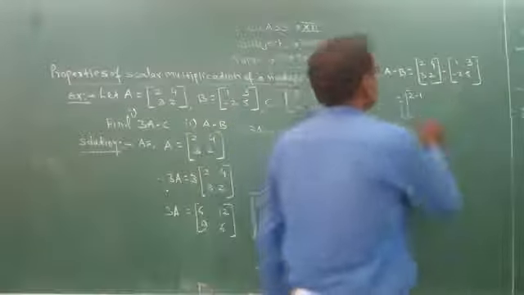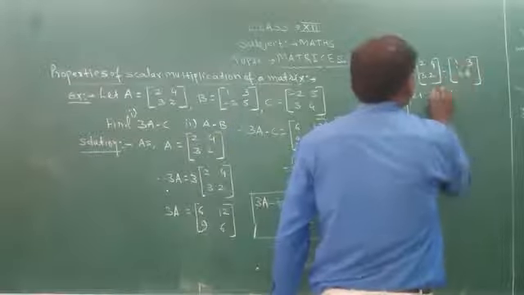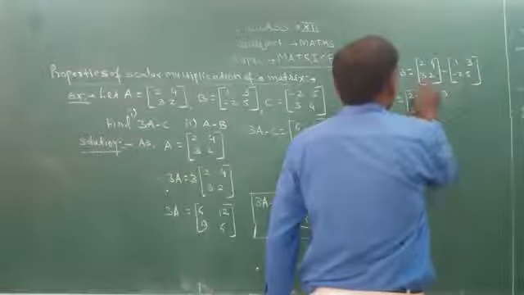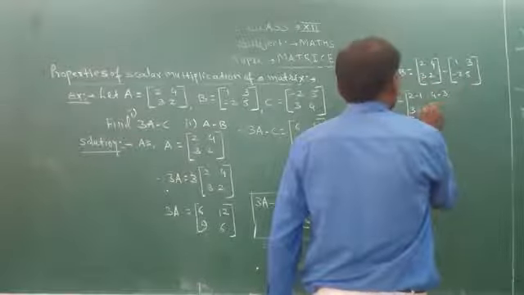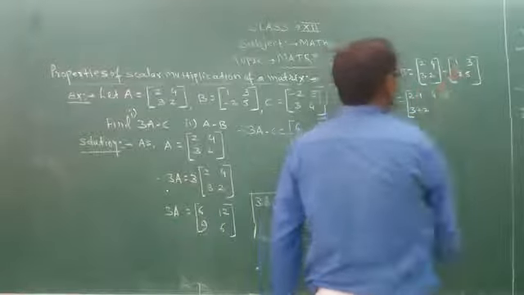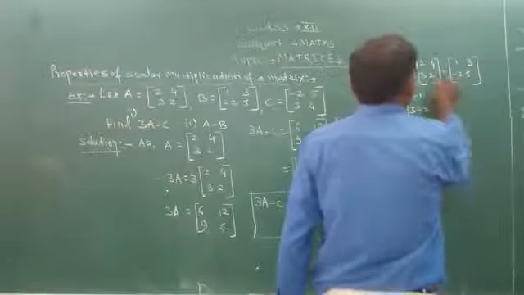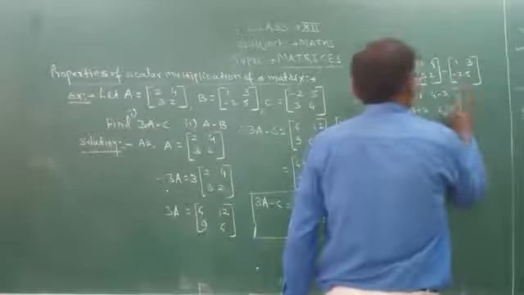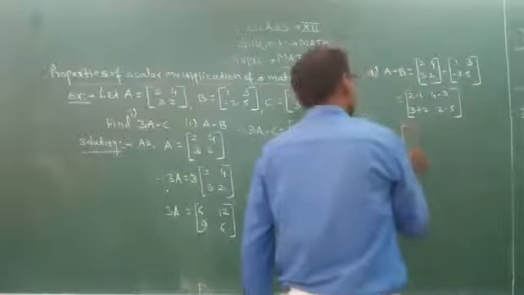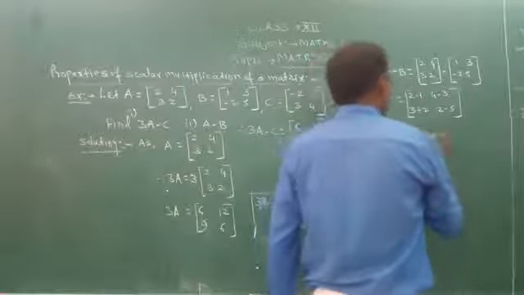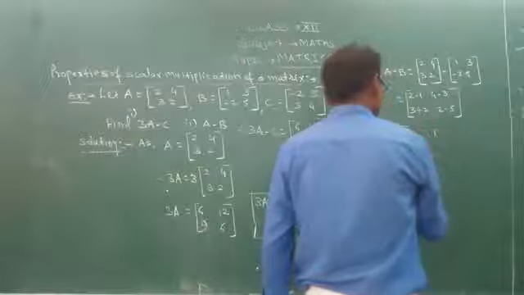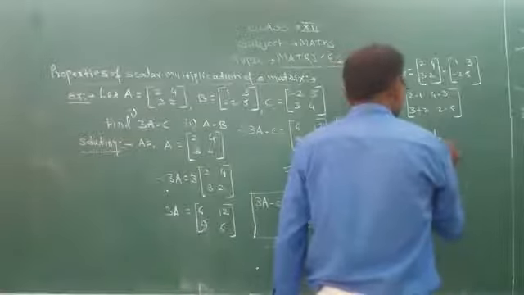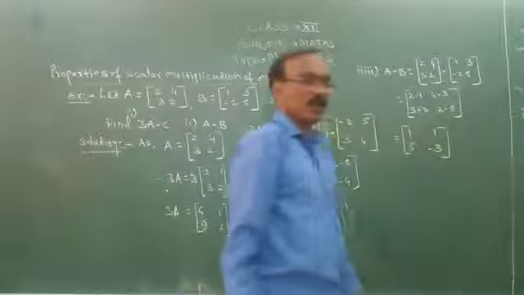2 minus 1, 4 minus 3, 3 minus minus 2, that is 3 plus 2, then 2 minus 5. So 2 minus 1 is 1, 4 minus 3 is 1, 3 plus 2 is 5, and 2 minus 5 is minus 3. So this is your A minus B.